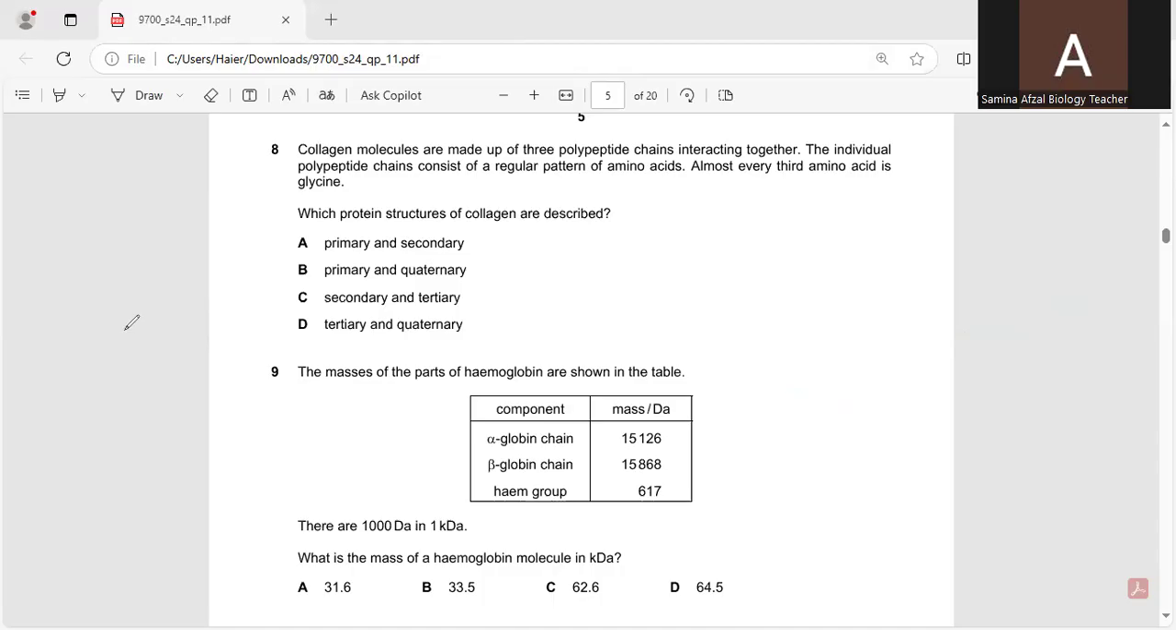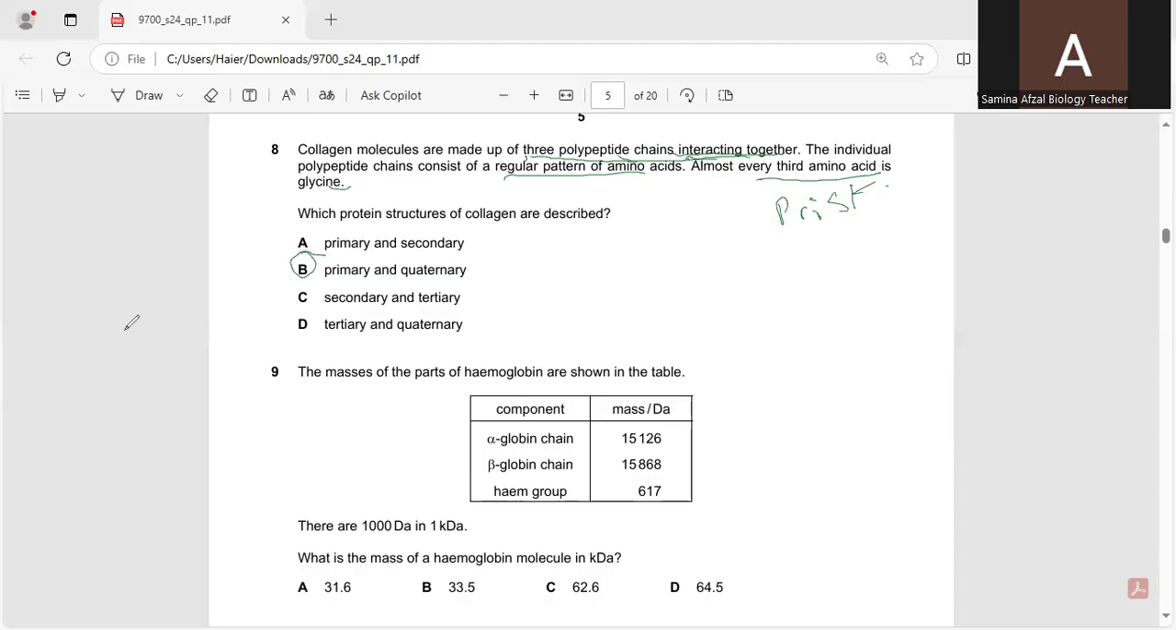It means the polypeptide chains interacting together. The individual chain consists of a regular pattern of amino acids. Almost every third amino acid is glycine. So it can be the primary structure. And made up of three polypeptide chains interacting together, so it can be the quaternary structure. So this is the combination of primary and quaternary. So B is the correct option.